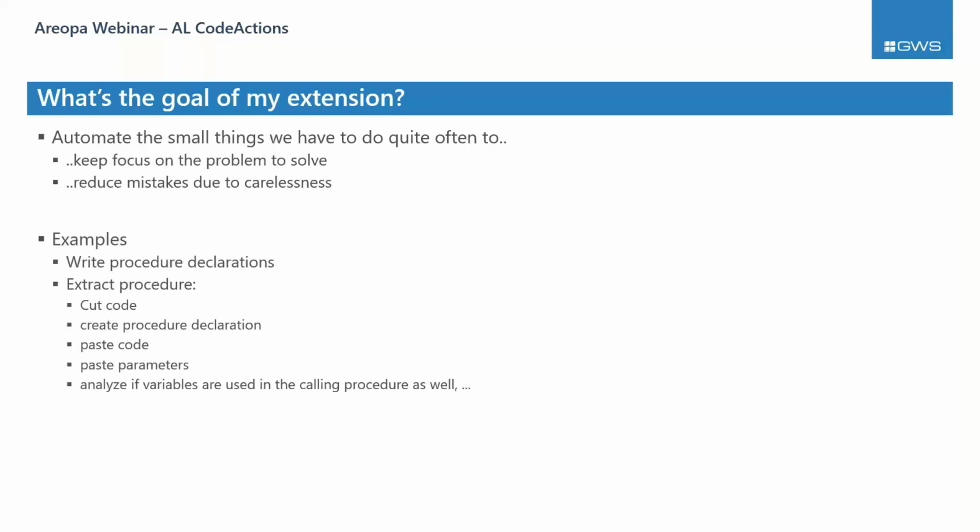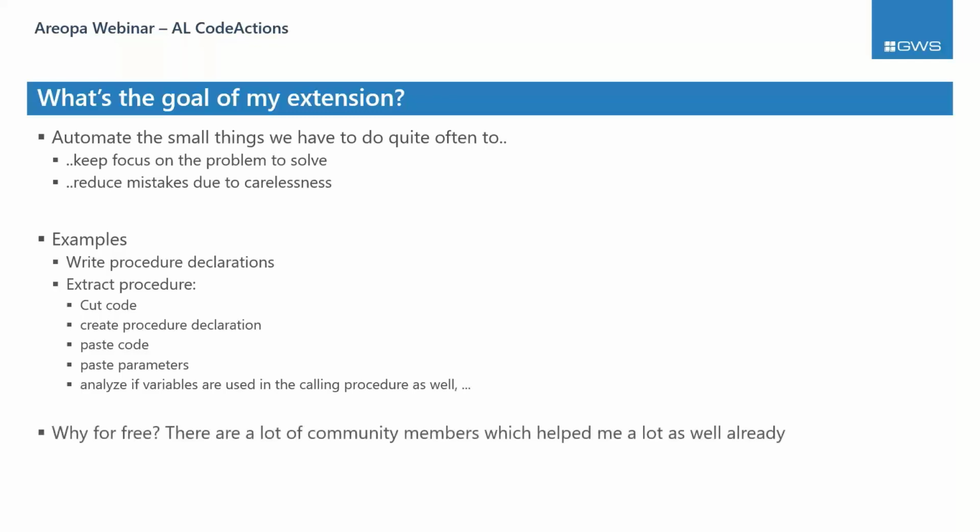So just as examples, writing procedure declarations, I think there can always happen a small mistake. For example, I'm forgetting a var keyword for a temporary variable or something like that. Or maybe if I try to extract the procedure, I have to cut the code, create the new procedure declaration, paste the code, analyze where the variables are used, and so on and so forth. And I think these steps can be automated and help us doing development, keeping our thoughts on the problem we are trying to solve.